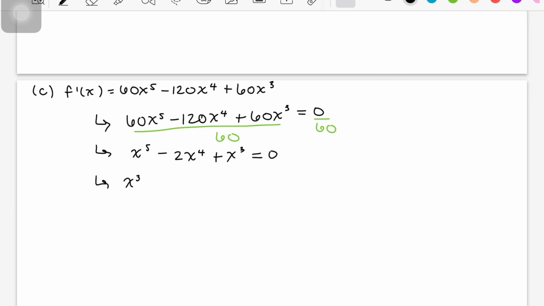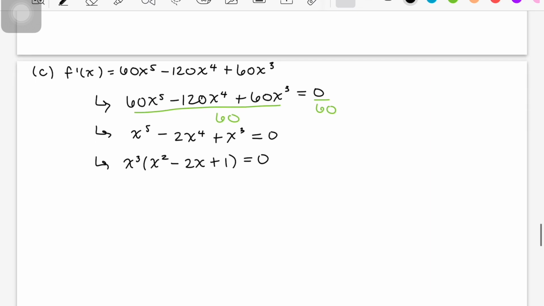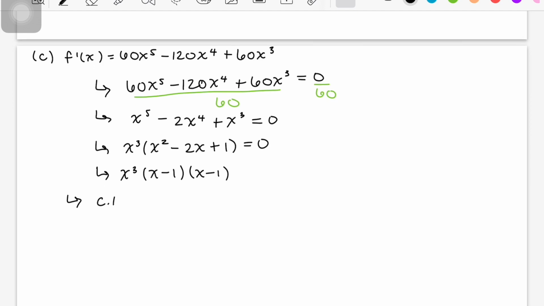Factoring out an x cubed, we'll get x squared minus 2x plus 1. All right, and then factoring this, we'll get x cubed times x minus 1 times x minus 1. So this tells us that the critical numbers are x is equal to 0 and x is equal to 1. So now what we're going to want to do is evaluate our second derivative at those points.